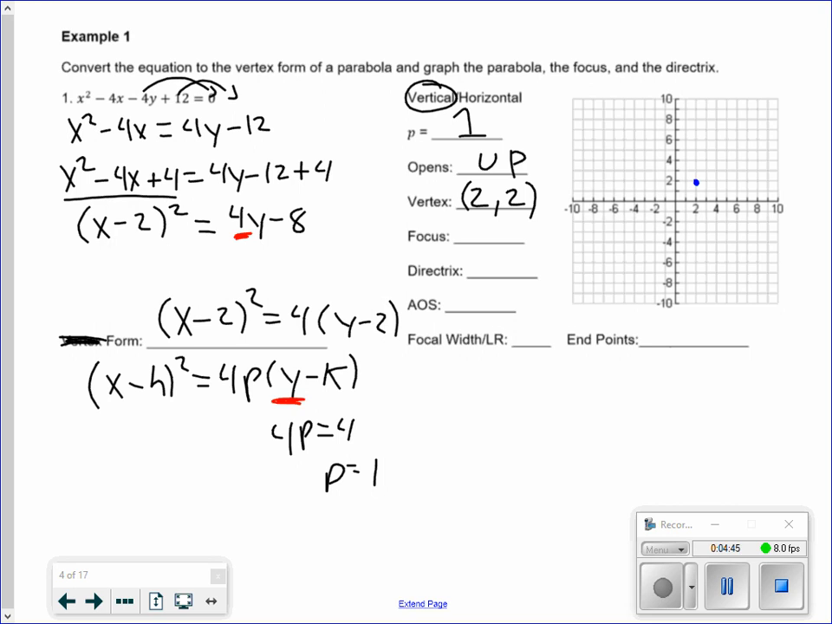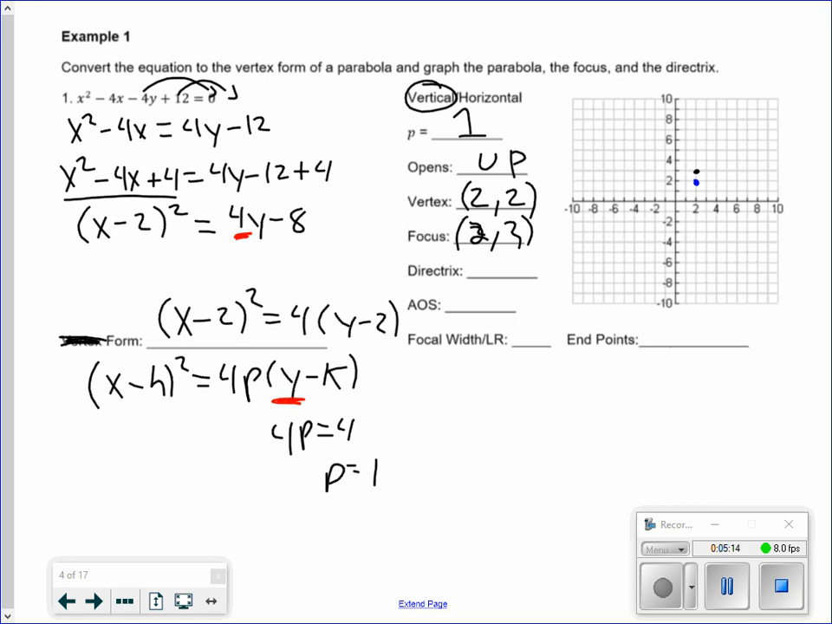So our vertex is at (2, 2). And my focus, I know I'm going to be p values up from the vertex. I know that because the focus is always inside of the opening of the parabola. So if the parabola opens up, that means my focus will be p above the vertex. So I go one p-value above the vertex, or just go one value up, and I'm at (2, 3).